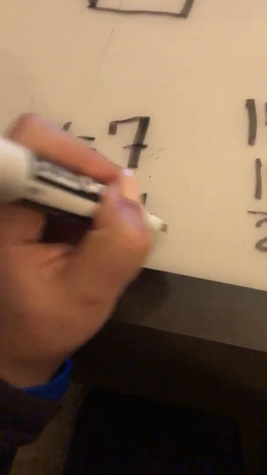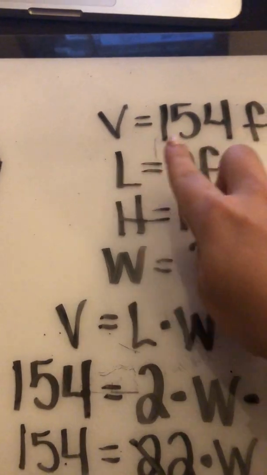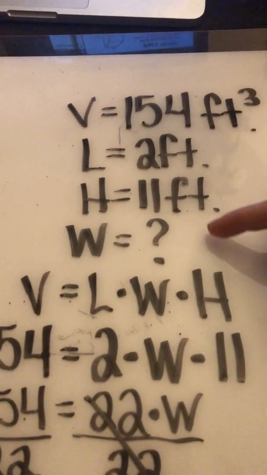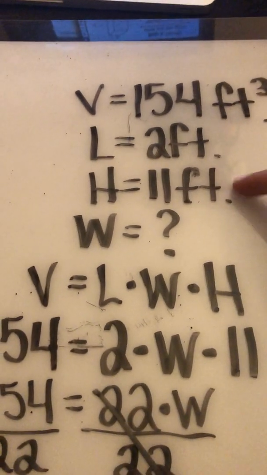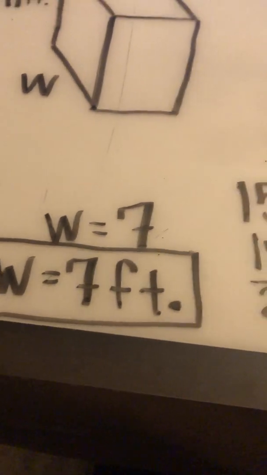And then the only other thing you want to make sure you do is you put your units. Now, since we were only finding the width, we use singular units. We don't put that third power. That's only when we're finding volume, when that third power comes in. But if you're finding just a dimension, you use the unit as a singular unit. So our final answer would be 7 feet.